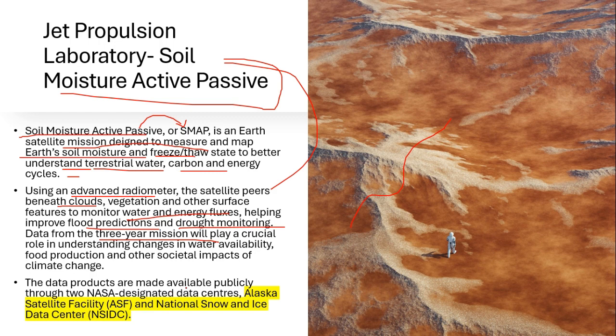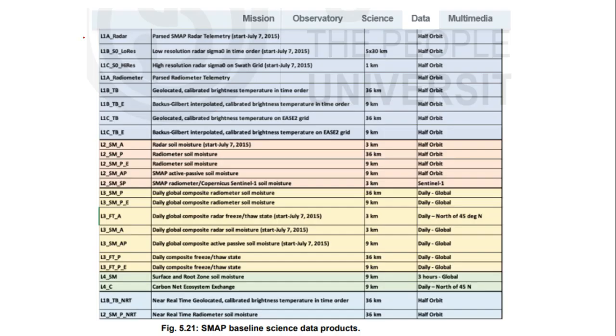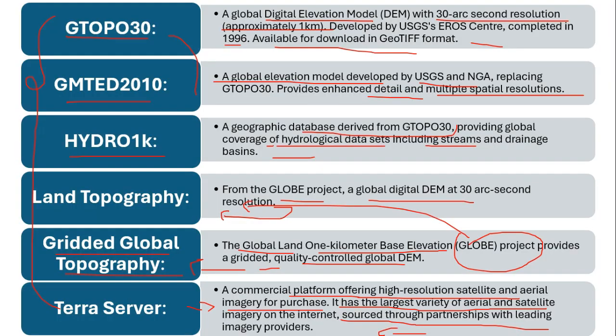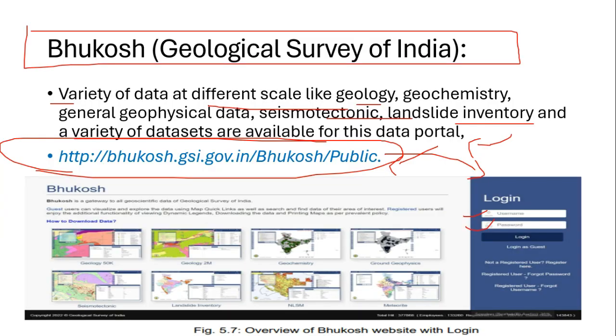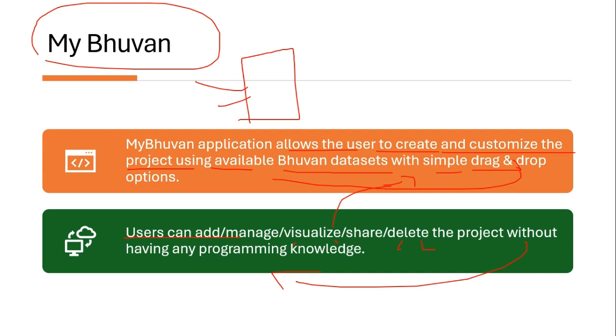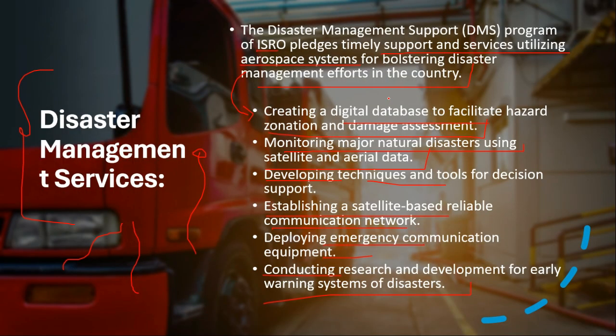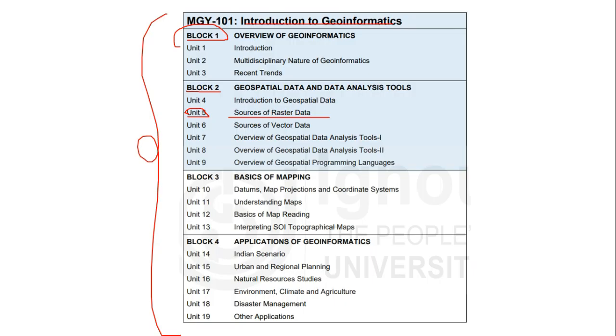This data product is made available publicly through two NASA designated data centers, the Alaska Satellite Facility and the National Snow and Ice Data Center. You can get these soil moisture data sets freely from these websites. And under the soil moisture data, there are also different kinds of data sets available at different spatial resolutions and different temporal resolutions. So these were all the different sources of raster data sets for satellite imagery, for digital elevation model data and also for derived products.